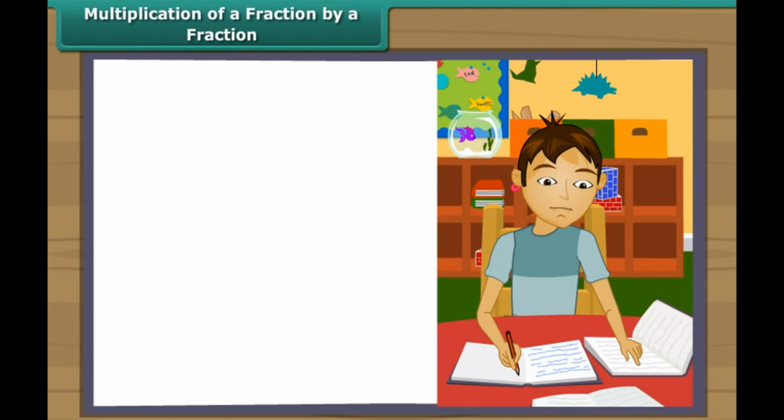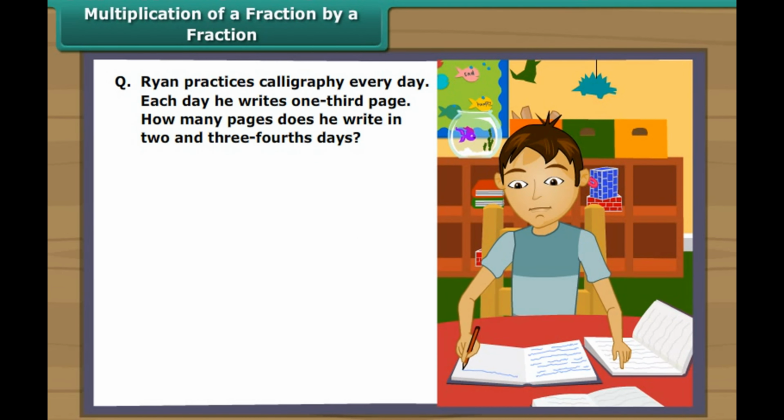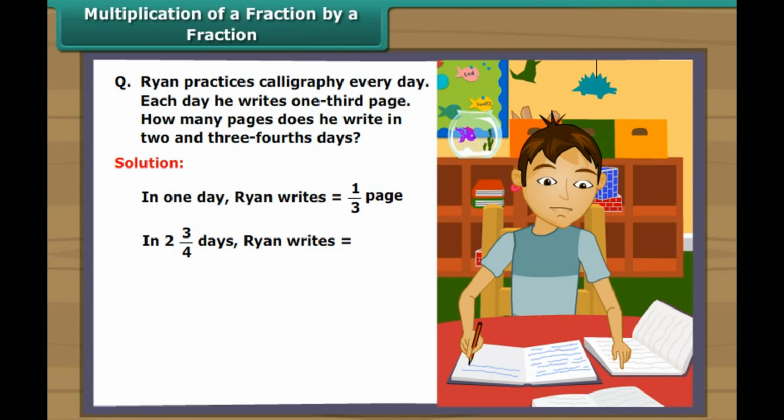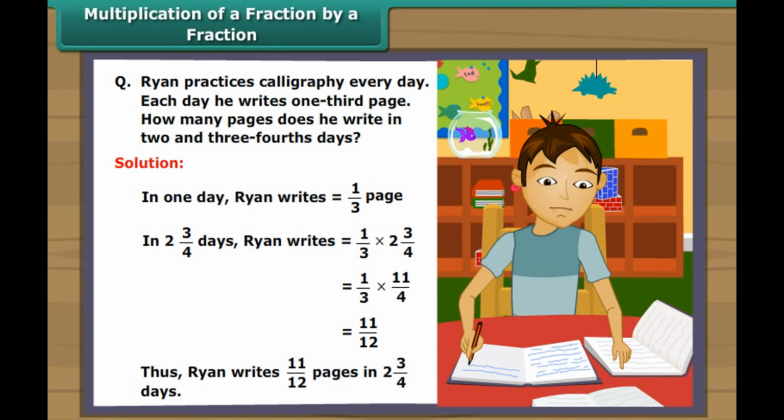Multiplication of a fraction by a fraction. Ryan practices calligraphy every day. Each day he writes 1/3 page. How many pages does he write in 2 3/4 days? The part of a page written by Ryan in 1 day is equal to 1/3. So the part of a page written by Ryan in 2 3/4 days is equal to 1/3 multiplied by 2 3/4. This is equal to 1/3 multiplied by 11/4, which is 11/12. Thus Ryan writes 11/12 pages in 2 3/4 days.